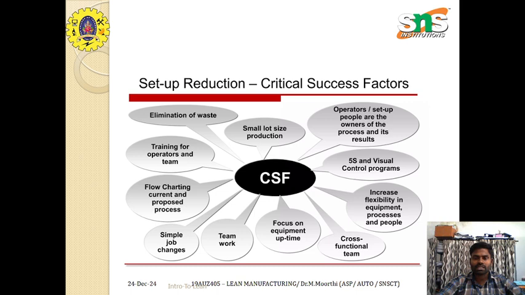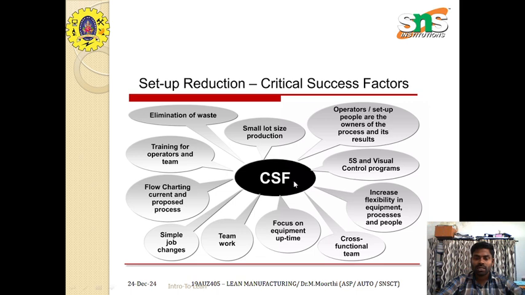And then what are the critical success factors? They are setup reduction and the elimination of waste, small lot size production, operators and setup people being the owners of the process and its results, training for operators and teams, flow charting current and proposed processes, simple job changes, and teamwork. That is the ultimate requirement in the entire process. By following teamwork, we simultaneously improve the entire process in the organization.